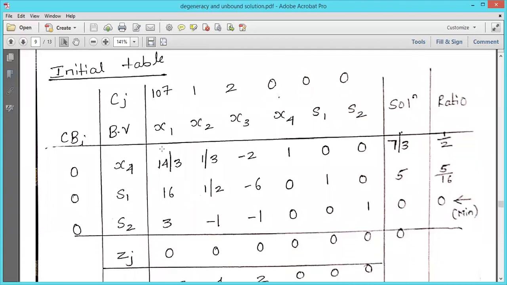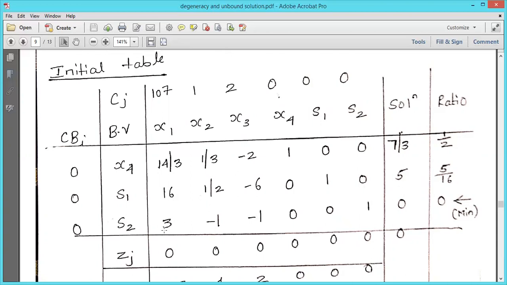Now, in the objective function, we have the variables x1, x2, x3, x4, s1, s2. For x1 the coefficient is 107, x2 is 1, x3 is 0, and x4, s1, s2 are basic, so they are 0. In the first constraint the values are 14 by 3, 1 by 3, minus 2, 1, 0, 0, and the right hand side is 7 by 3. The second constraint has, for x1, 16, for x2, 1 by 2, x3 minus 6, x4 0, s1 1, s2 0. The right hand side of the constraint has a value 5.